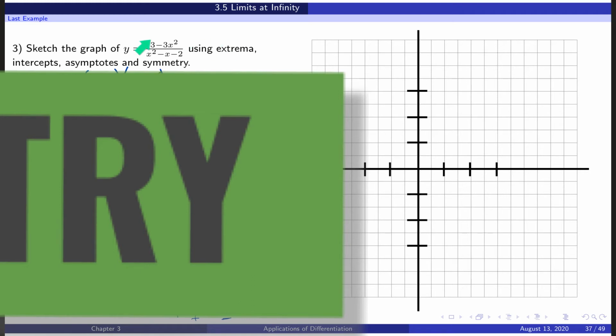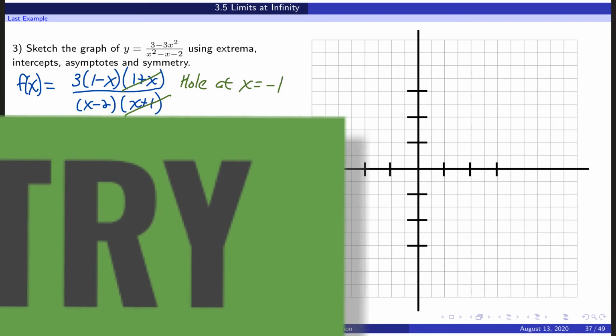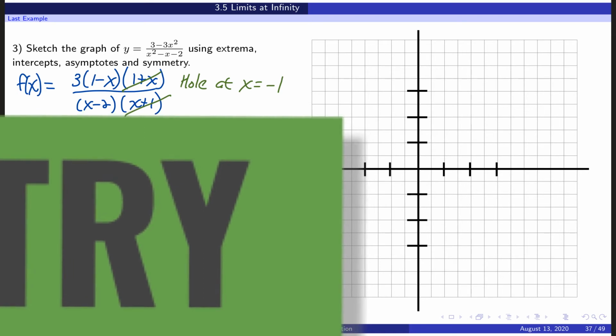the directions say use extrema, intercepts, asymptotes, and symmetry. So the first thing we're going to do is do our pre-calc work, which is find roots and asymptotes. Factoring, we have a root at +1, and we also have a hole at -1 because the same factor cancels out at the top and the bottom. We have a vertical asymptote at 2, and you could plug in 0 for x and find the y-intercept, and plug in 0 for y to find the x-intercept.